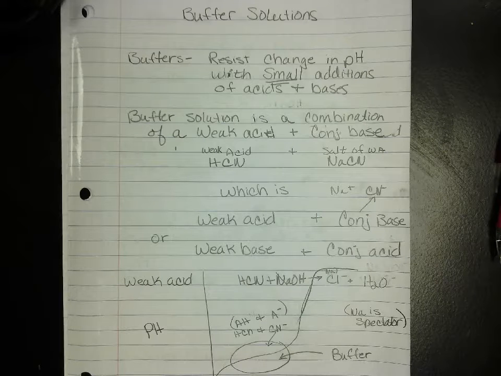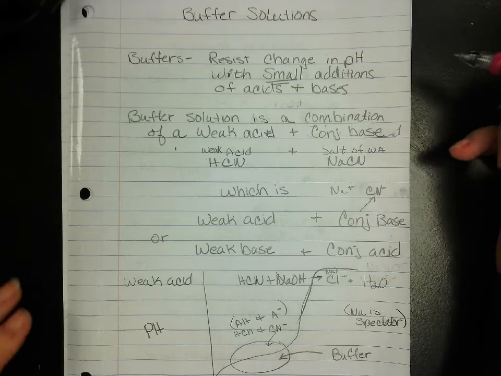Today we're going to talk about buffer solutions. Buffer solutions are solutions that resist change in pH with small additions of acid and base, and this is how our body stays in equilibrium. Most of the things in our body work off of buffers, so our pH stays relatively constant within our different areas and solutions in our body.